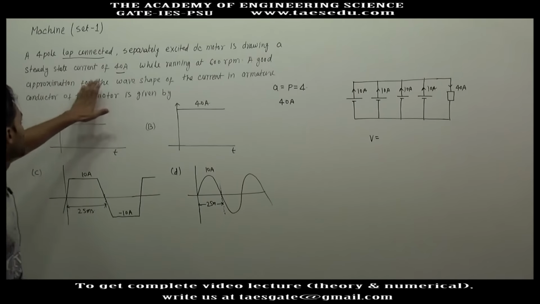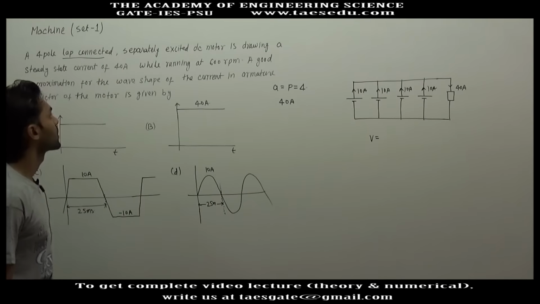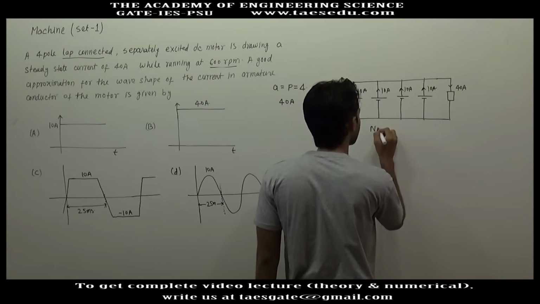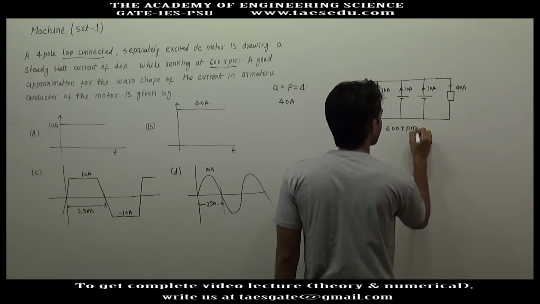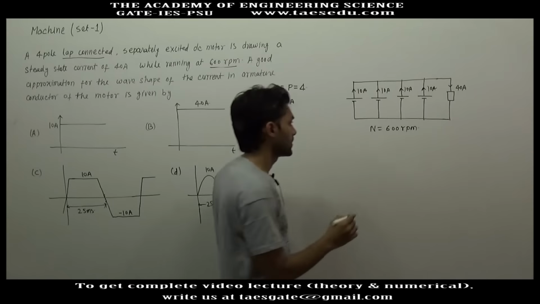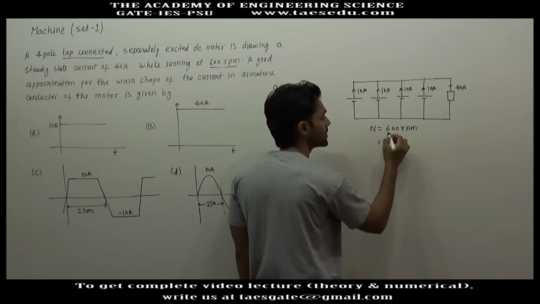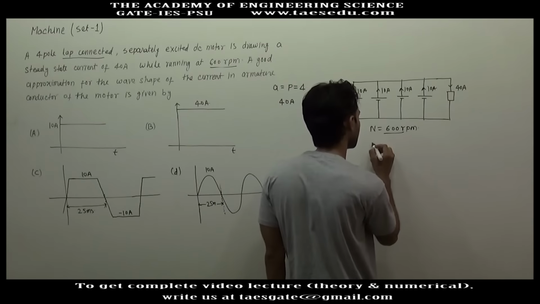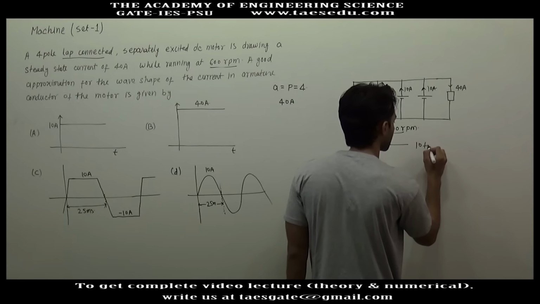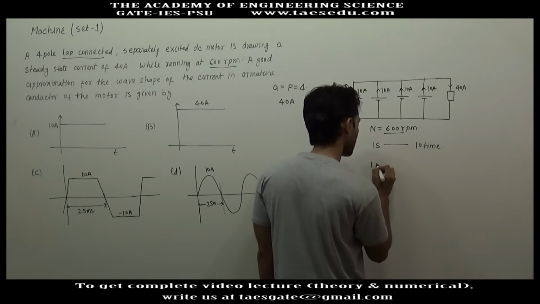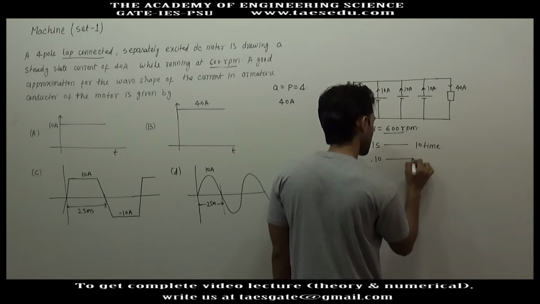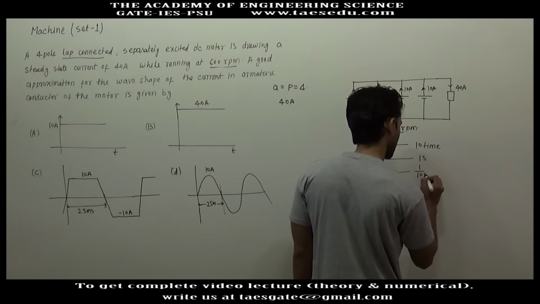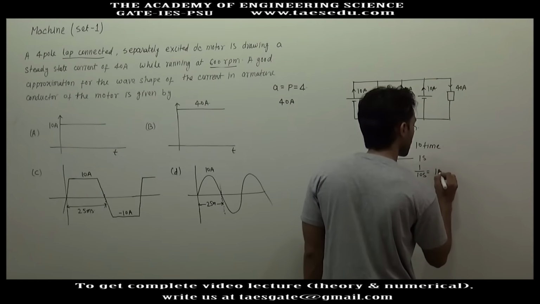Okay, so we have this kind of DC motor and it is running at 600 rpm. The speed is 600 rpm. It means in 1 minute it rotates 600 times. So in 1 second it will rotate 10 times, or 10 rotations take 1 second. So one rotation will take 1 by 10 second. This is 100 millisecond.